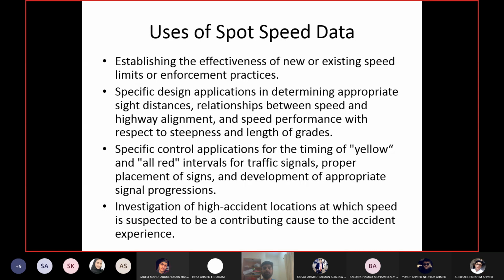Okay, so most of the times when you are investigating a high accident location, the speed of the drivers is a contributing factor, one of the causes of accidents, or if not, it can be used as a measure for avoiding the accident. So if you reduce the speed, the driver has more chances of avoiding the accident. Okay, so that's why investigation of high accident location also includes collecting spot speed data.